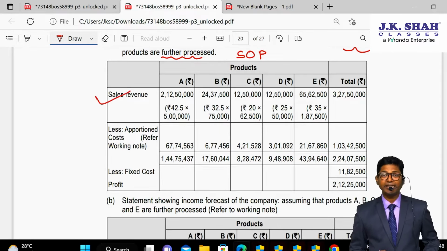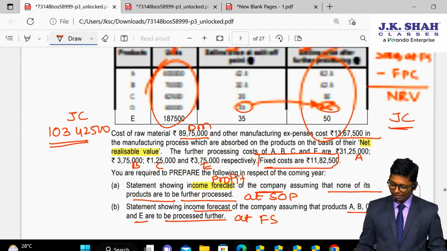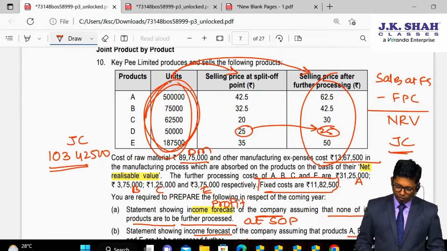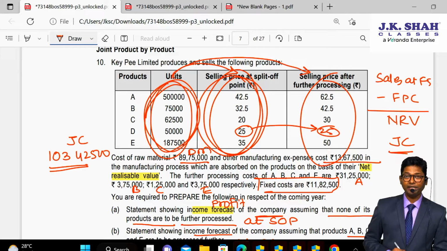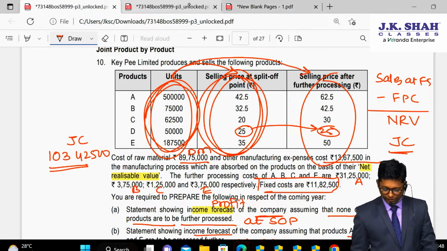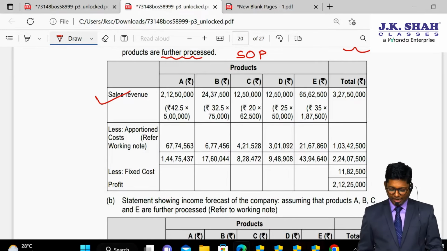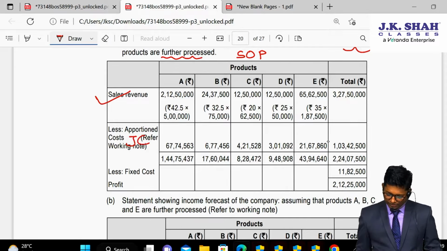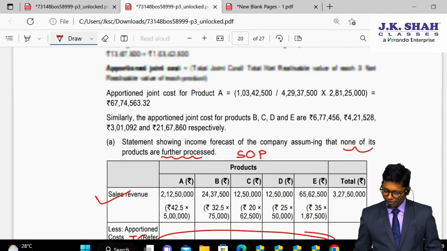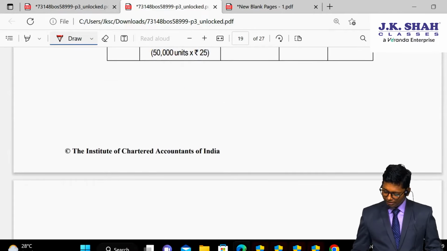First, sales at split off point is computed. Sir, how did they compute sales at split off point? Quantity, when you multiply by split off point sale price, you get sales value at split off. They only deducted joint cost from that. Sir, from where did they take this value? Joint cost is taken from the first table.